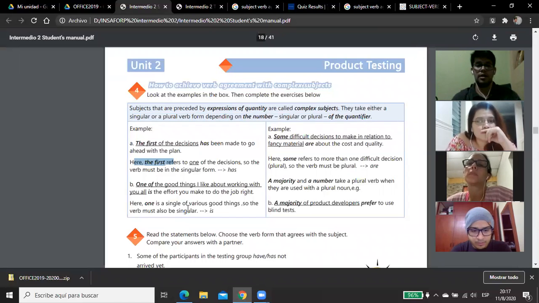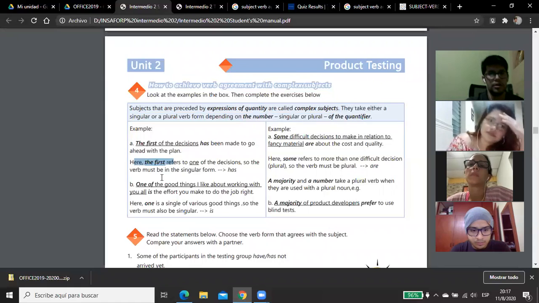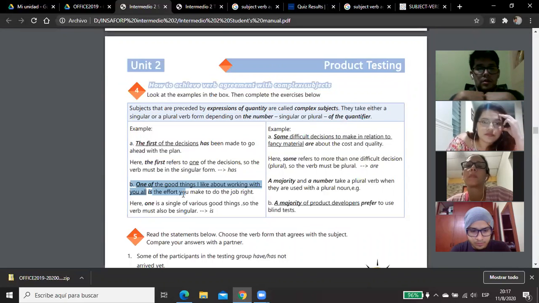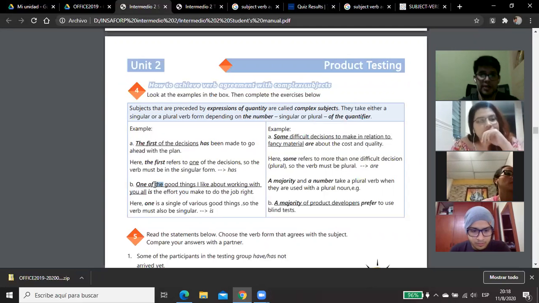Romulo, can you read the next one, please? Letter B. "One of the good things I like about working with you is all of the effort you make to do the job right." Okay, one of the things I like about working is, right, one of. So look at the quantifier here.